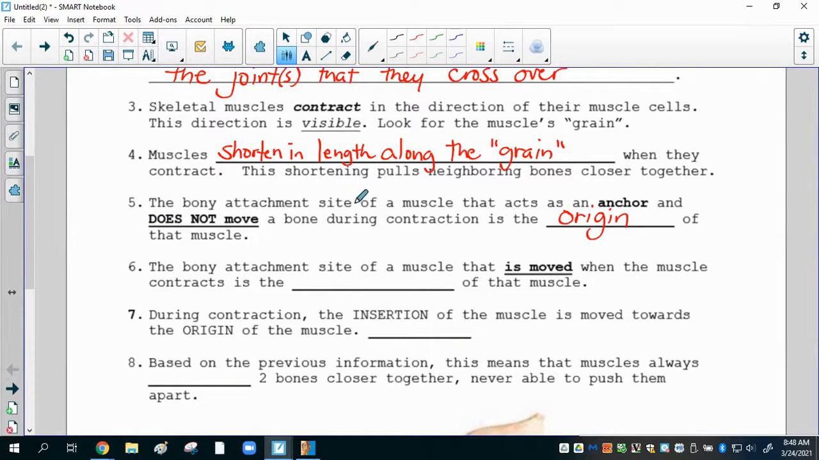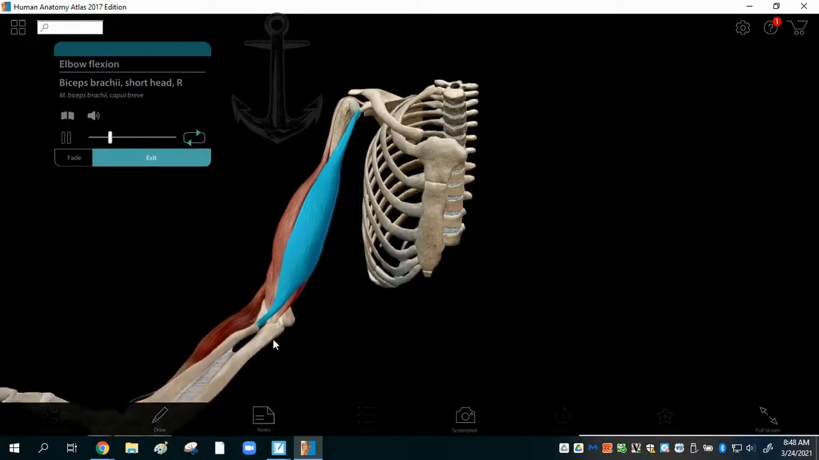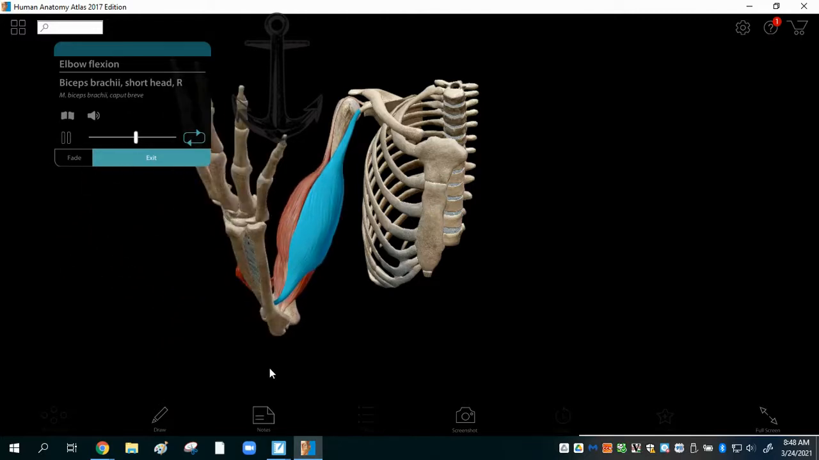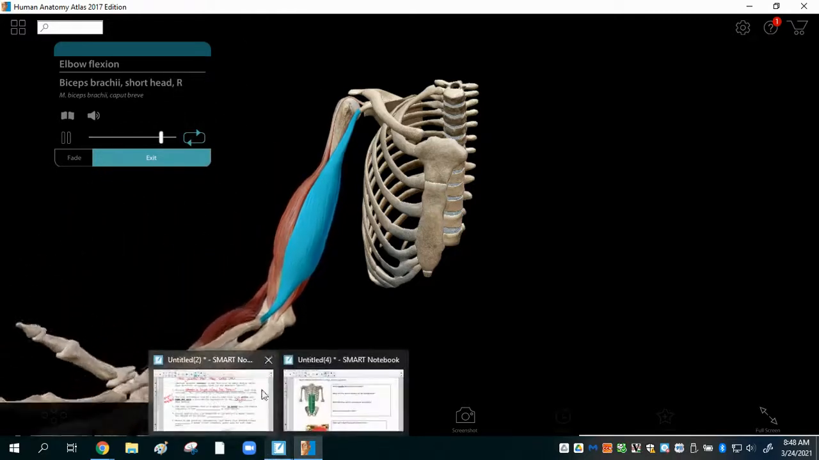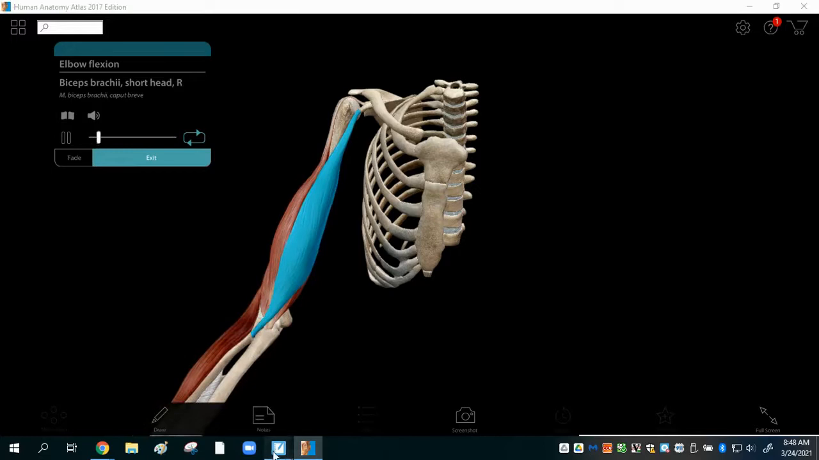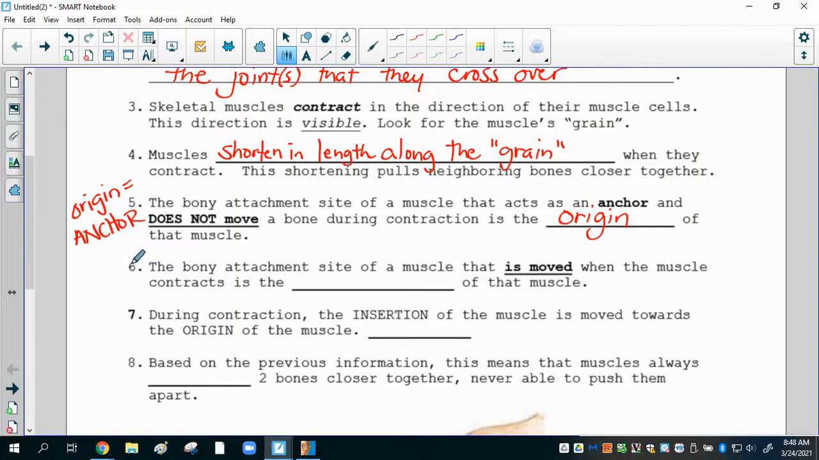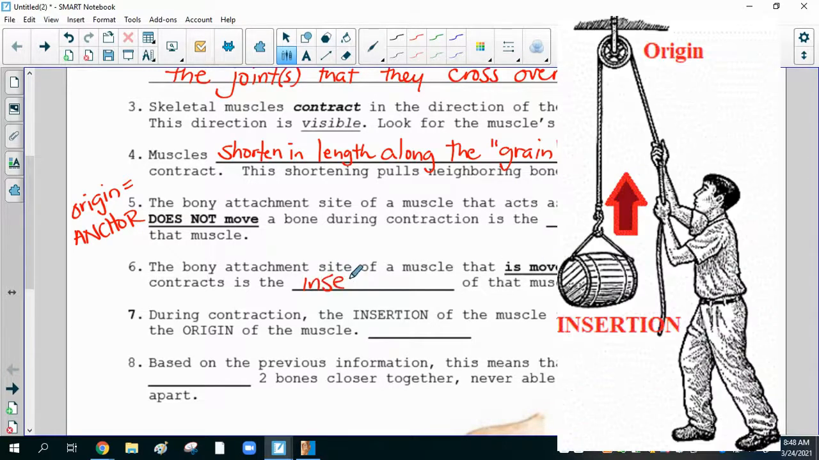The bony attachment site of the muscle that acts as an anchor and doesn't move a bone during contraction is the origin of that muscle. So origin equals anchor. Now, the other end of the muscle does move a bone, and that end is called the insertion. So we can see in this case, it's the lower end that actually pulls a bone. So that's number 6. The bony attachment site of a muscle that is moved when the muscle contracts is called the insertion of that muscle. So insertion is the moving end.